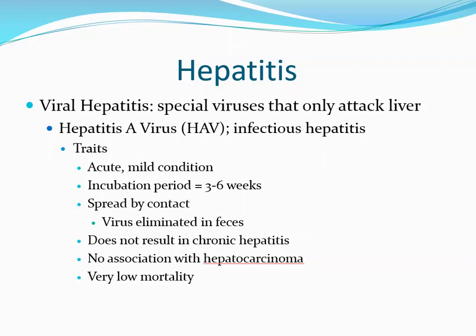It has an incubation period of 3 to 6 weeks, during which no signs or symptoms may be seen, but infection is proceeding. This form of hepatitis is spread by contact. The virus is eliminated in the urine and feces, and as a result may contaminate food and water supplies where hygiene is poor. This form of hepatitis does not result in chronic hepatitis, and there is no association with liver cancer. Also, it has a very low mortality rate.